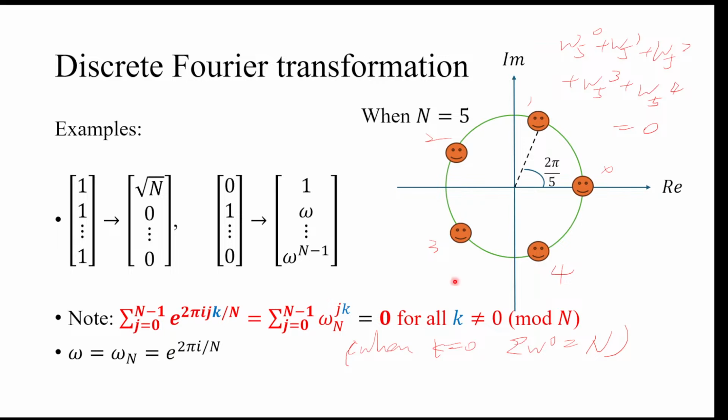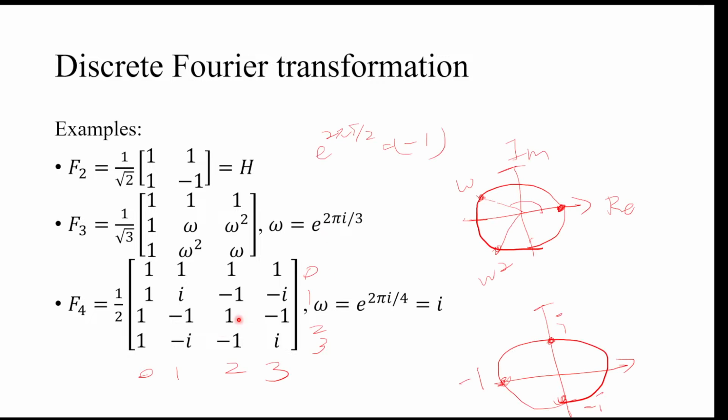And what's interesting is all other non-zero k will also give you 0. So you have k equal to 2, then you are actually summing over 0, 2, 4, 1, 3, and you see that each one of them still sums to 0. And k equal to 3, then you have 0, 3, 1, 4, 2, and then k equal to 4, you have 0, 4, 8, 12, 16. Okay, and you can kind of see it from here.